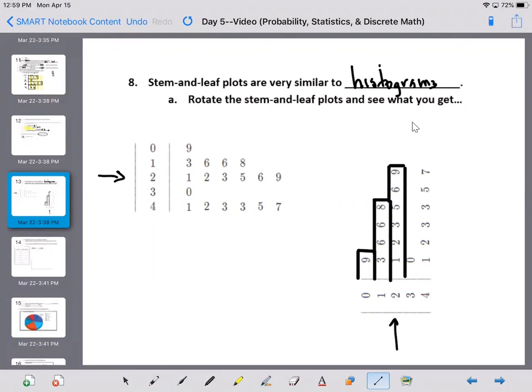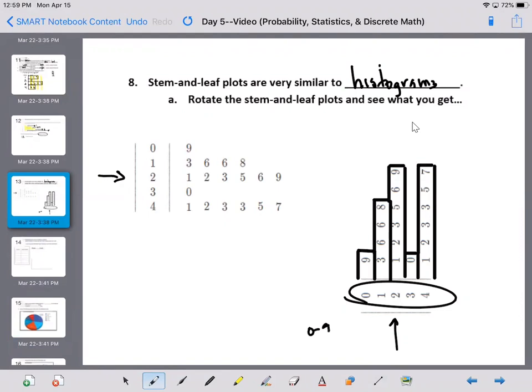Kind of keeping everything on the same scale. And so that would represent our histogram, just knowing that down here we've got our ranges: from 0 to 9, from 10 to 19, from 20 to 29, 30 to 39, 40 to 49. That would represent that rotated stem and leaf.